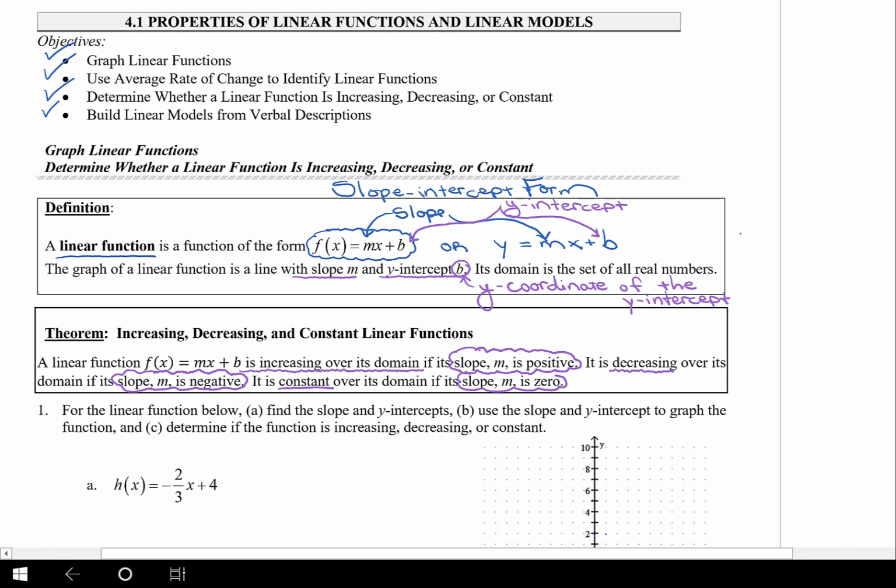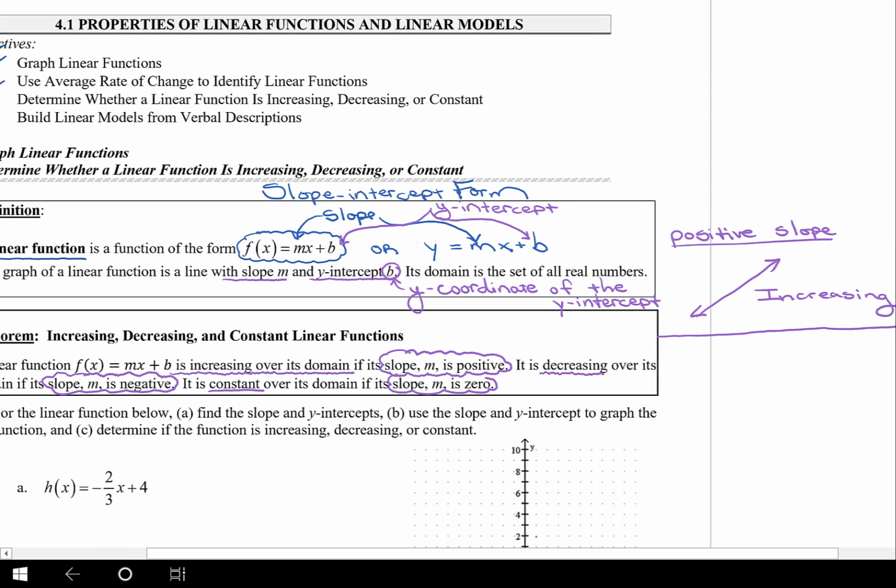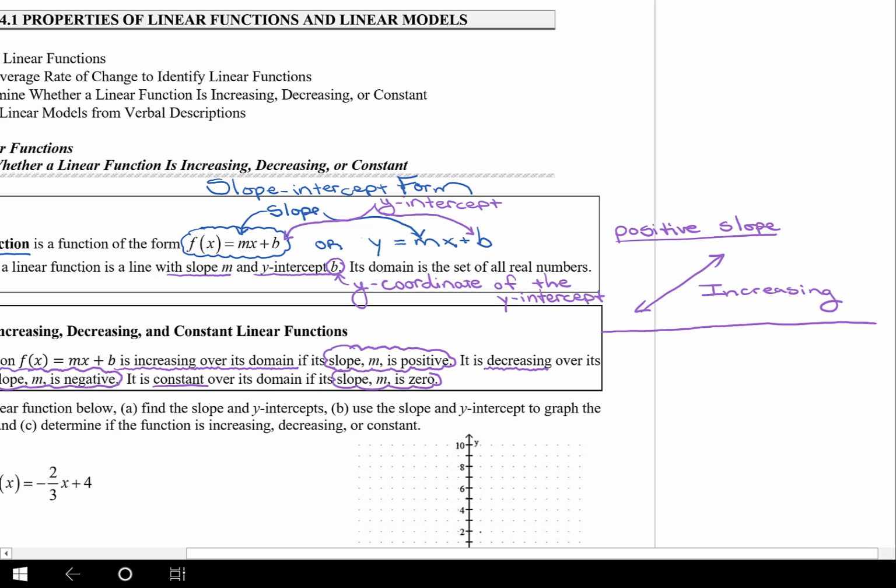So why don't I go ahead and draw some quick examples over here on the side. If a line has a positive slope, it's going to go upwards from left to right, which means it's increasing. And I apologize that this didn't come out in the video. I didn't realize that this part was going to get cut off when I was writing this out. Let me scoot this over. There, that looks better.